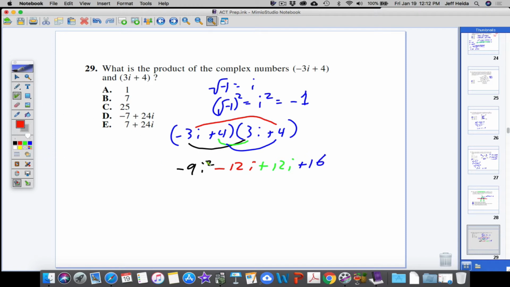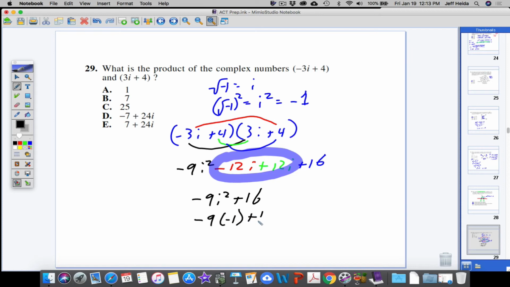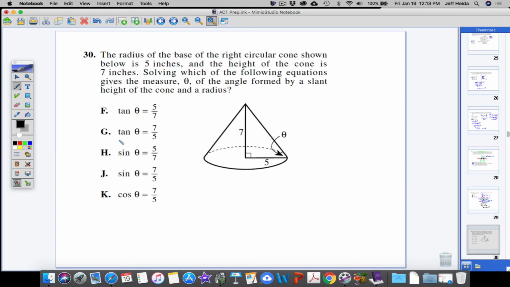One thing that you should note here is negative 12i plus 12i, those cancel out. So what we're going to have left over is negative 9i squared plus 16. i squared is negative 1. Negative 9 times negative 1 is 9, plus 16, which is 25. The answer is C.